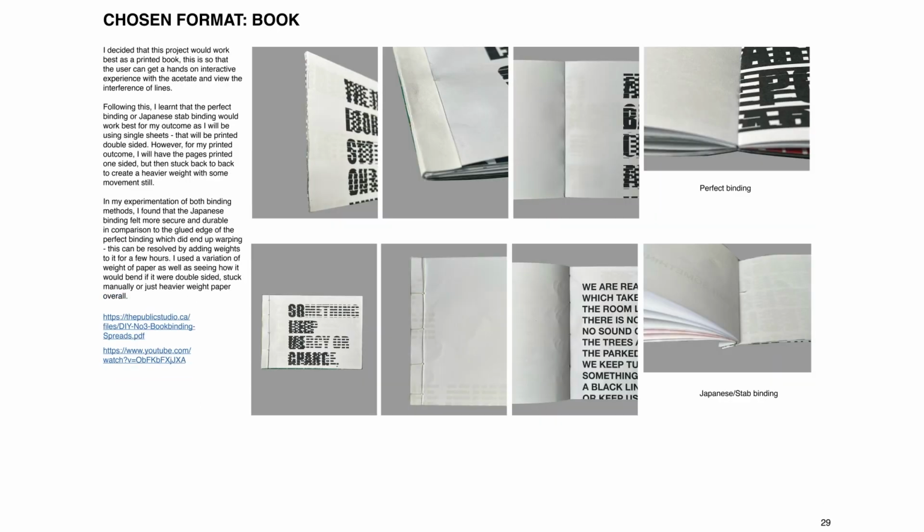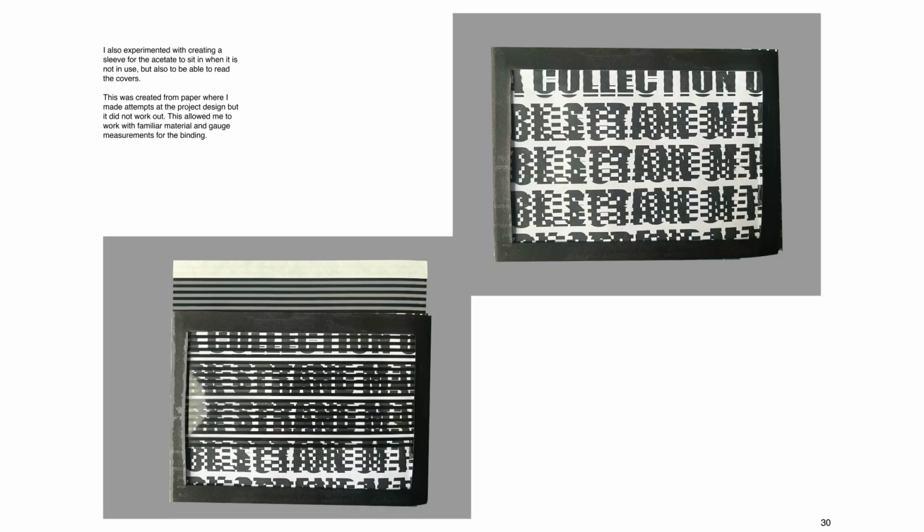I made some binding prototypes, experimenting with the perfect binding, which allows pages to lay flat, and the Japanese stitch binding. I decided on the Japanese stitch binding as it felt more secure with the papers I used in the attempts I made. I also created a sleeve that acted as a frame so that the acetate would be able to sit inside it and reveal the title on the cover of the book.